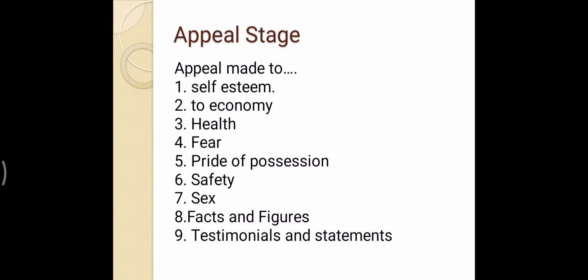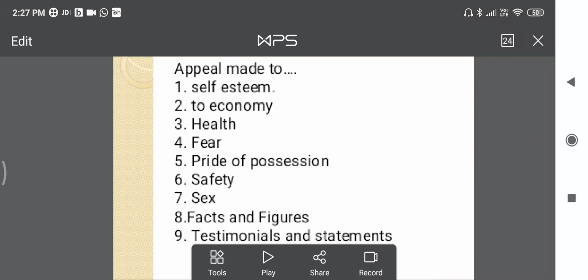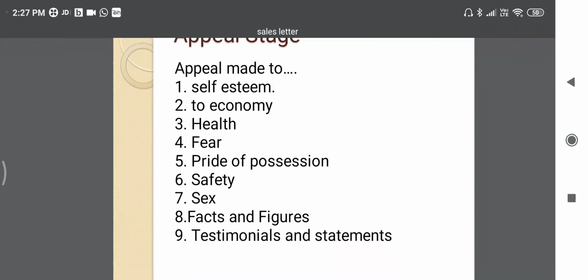Facts and figures, like VLCC for health and beauty, Bordeaux. See, like this, facts and figures that we can indicate. Testimonials and statements by celebrities. So, like this, Karishma, Raveena, Aamir Khan, Gavaskar, Kapil Dev, Sachin Tendulkar, they may be invited to make the statement. So, like this the appeal stage can be made, and we can drop this later.